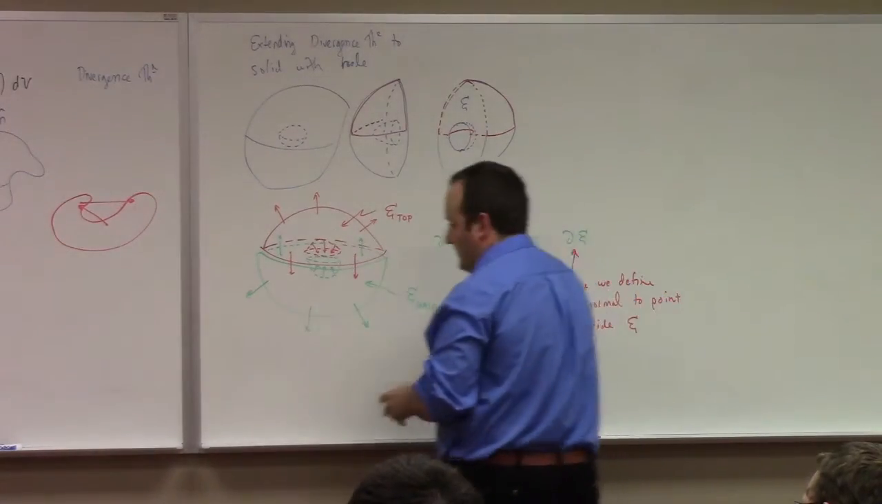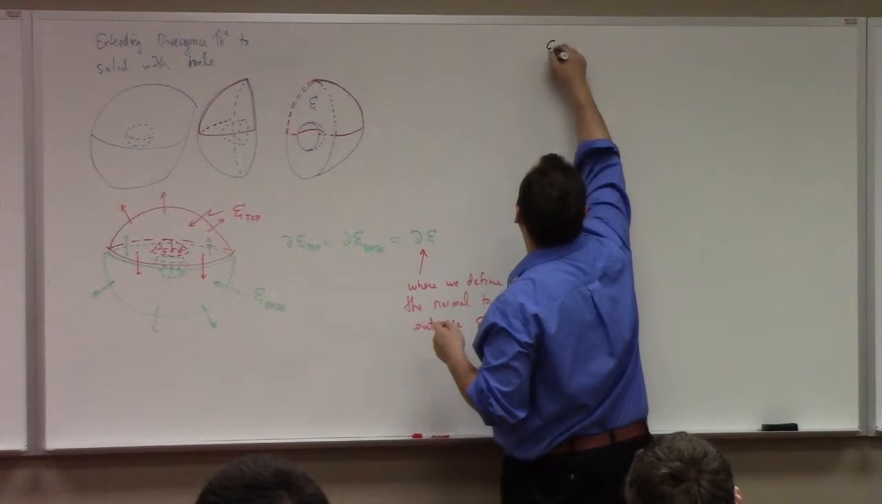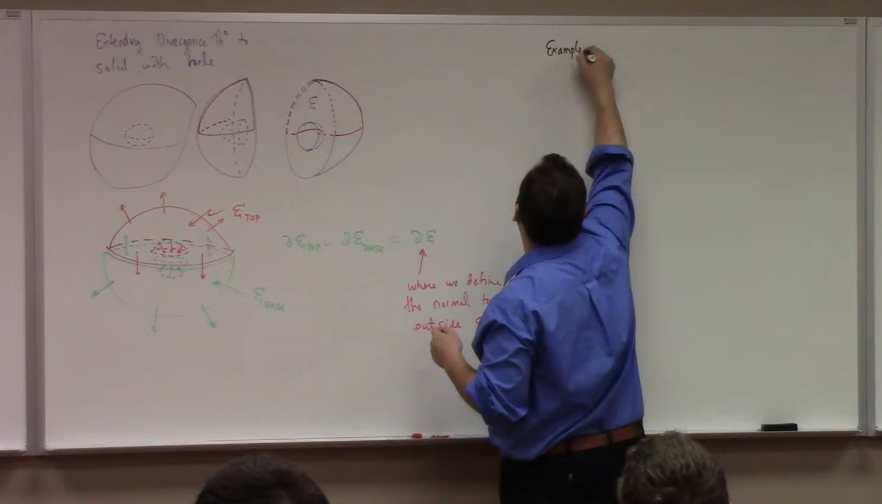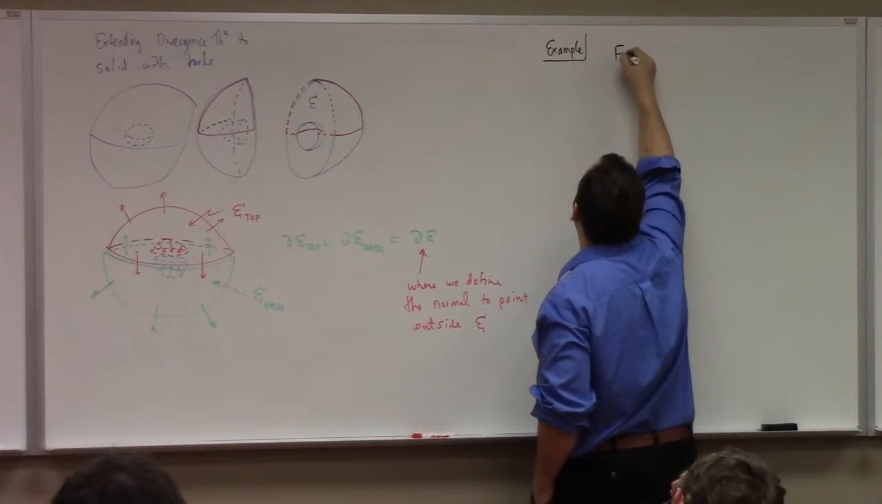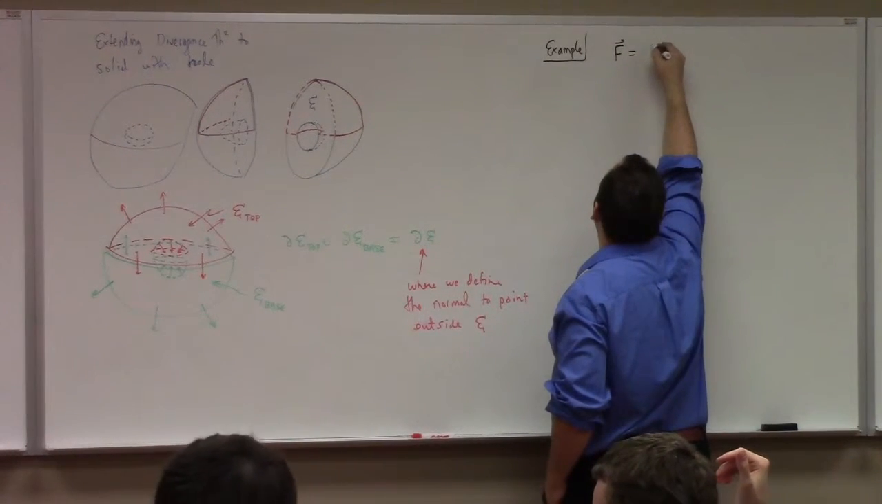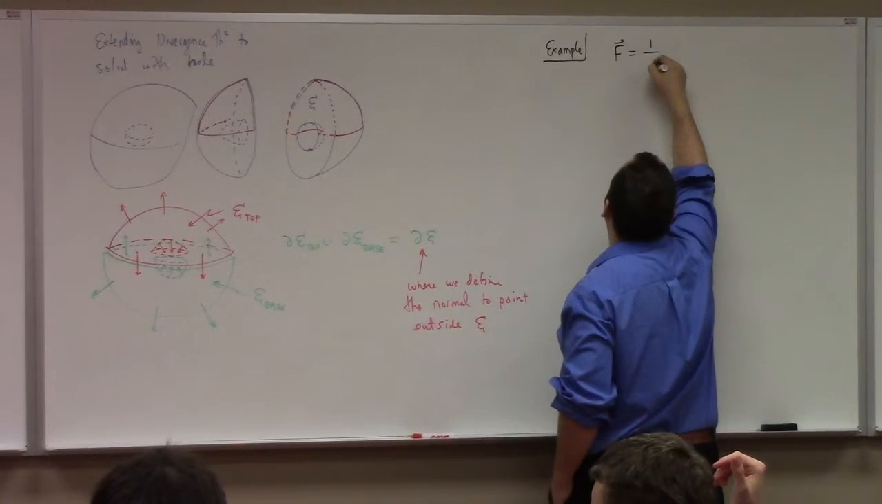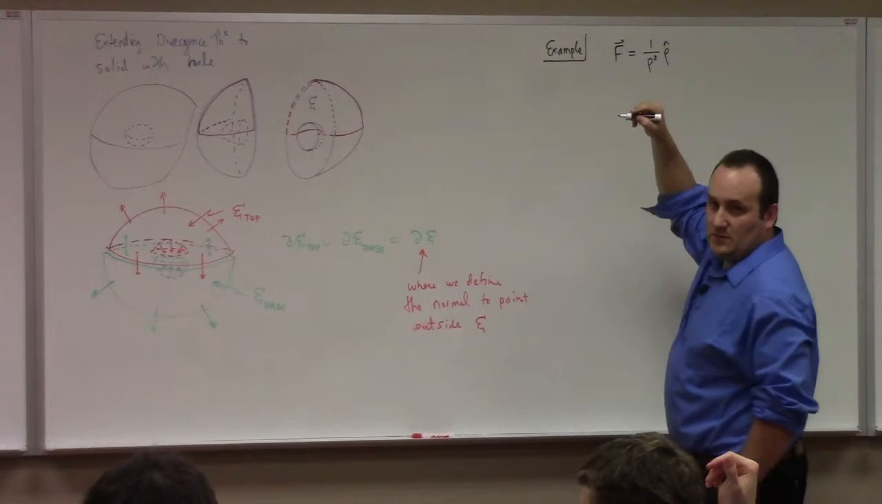Here, let me show you an application of this. We have previously calculated, if you look at the vector field F equals 1 over rho squared rho hat, right? This is the so-called Coulomb field.